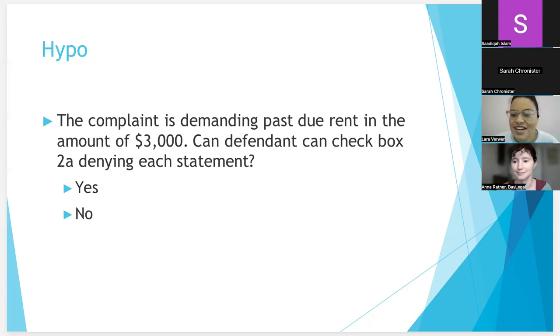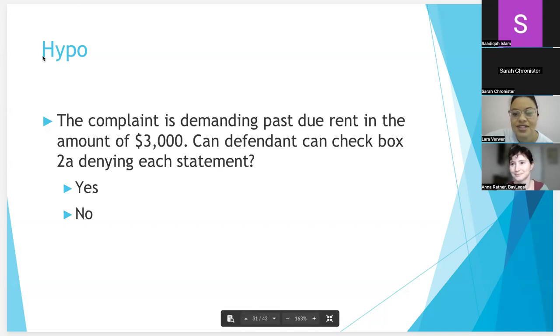Thank you for typing your answers in the chat. Seeing a lot of no's, and yes, those are correct. Here we have the hypo. So the answer is no. Again, the defendant can only check that box 2A if the complaint is demanding less than $1,000. But if it's demanding more, then they have to go through and do the specific denials and list each paragraph they deny is false. Or if they don't have any information or belief that that paragraph in the complaint is true, they can deny as false as well.